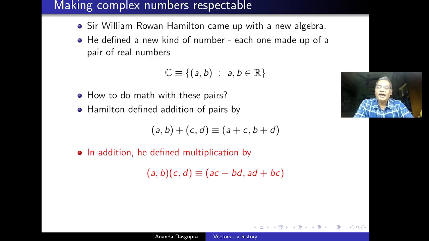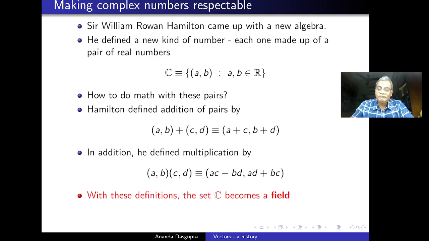A, B and C, D are really nothing but shorthands for A plus iB and C plus iD. And you are using i squared equals minus 1 when you are carrying out the calculation and essentially separating out the real and imaginary parts. But note that in all of this, Hamilton never mentioned something like the square root of minus 1. He just had a way of multiplying and adding pairs.